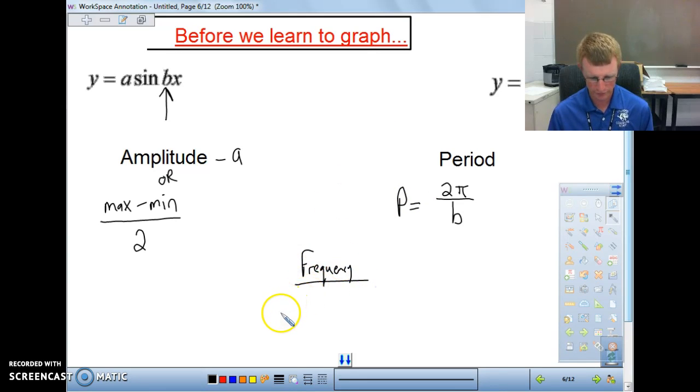And then we will add this last one down here, frequency. How do we find frequency? And remember, frequency is our B in our equation. B equals 2 pi divided by P. So you can see these two formulas are pretty much the same. Period is 2 pi divided by frequency. Frequency is 2 pi divided by period. So it's important for us to know that.